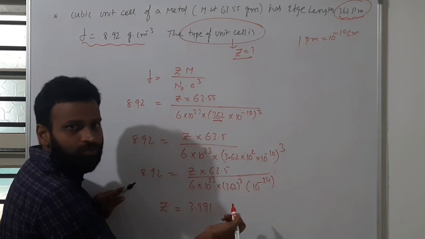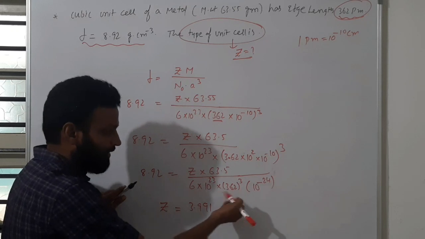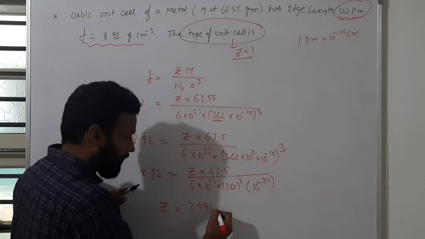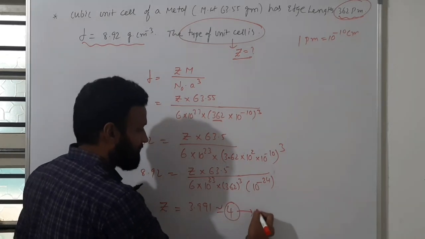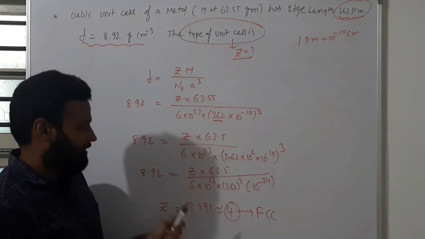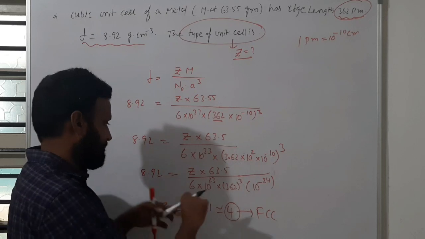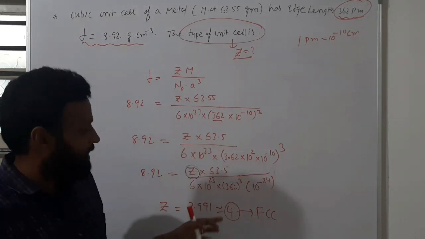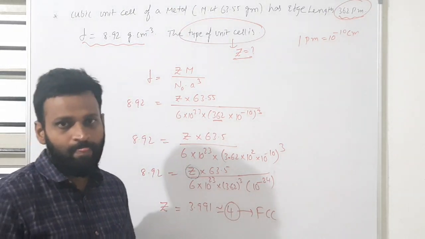3.62 whole cube, because 4 cube means how much you will get, you know. Like that, approximately for 4 cube you will get 47 point something here. So Z around 3.99 means approximately 4. 4 means it is FCC, face centered cubic. Z I am getting 3.99 something. If you simplify, Z I will get 3.99 something. So FCC it is.